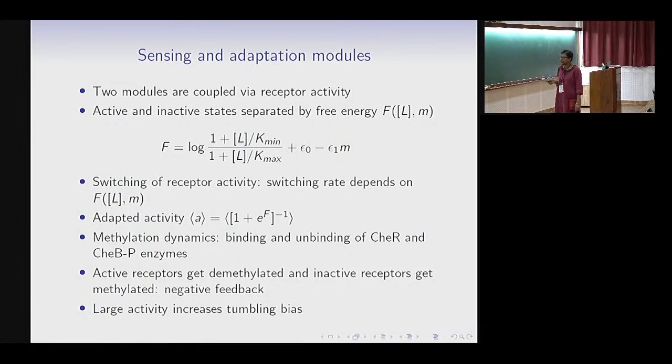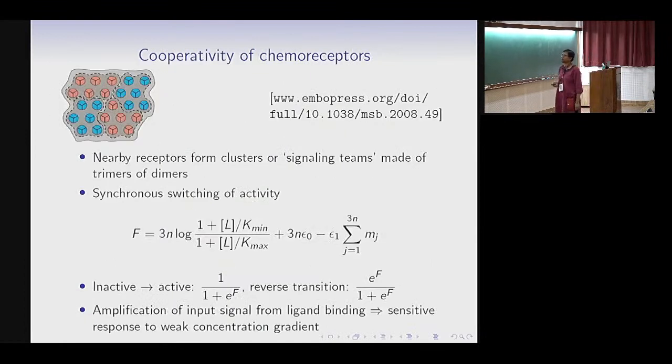And these things I have already mentioned, that the methylation dynamics involves binding and unbinding of CheR and CheB-P enzymes to the receptors. And active receptors get methylated. So imagine activity was high. Now active receptors get methylated. So M is going down. There is a negative sign here which is increasing this F, which in turn decreases the activity. So this is the negative feedback that I was talking about. And another thing to keep in mind is that large activity increases the tumbling bias.